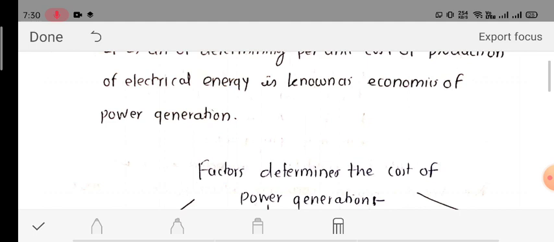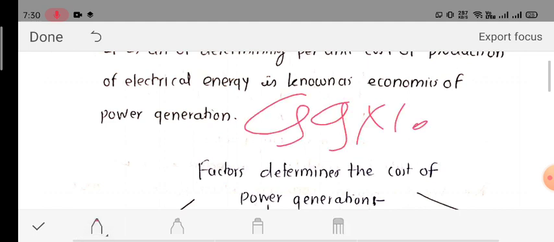It means that 99 multiplied by 1.90 will be your charges for the electricity that you are consuming. This is associated with the charges which we are paying to a power plant, or which we are paying to the distribution company.